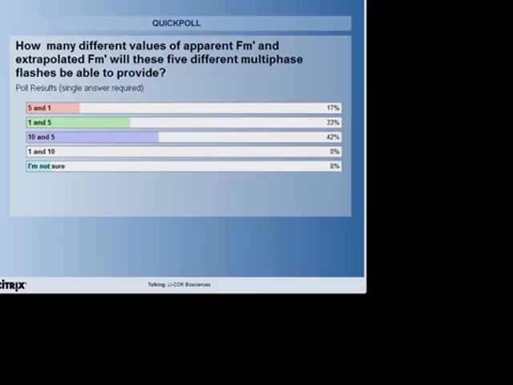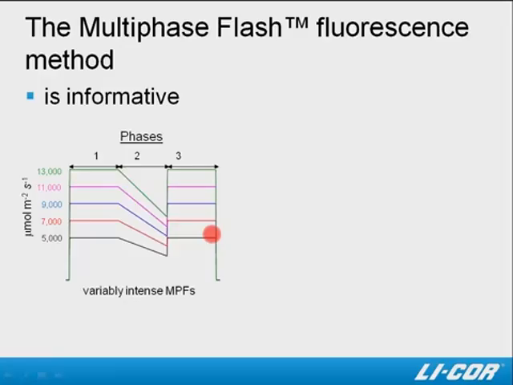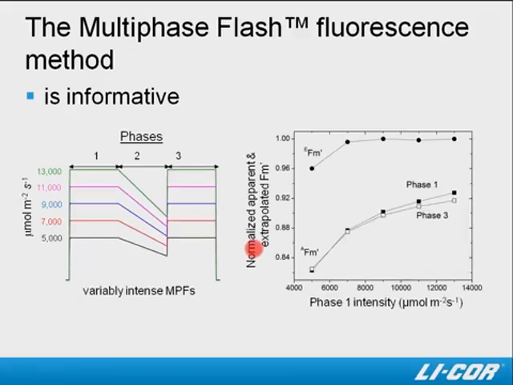What I'm showing here are the values of apparent FM prime during phases 1 and 3 of these multiphase flashes, plotted as a function of the increasing phase 1 intensity. Also shown are the extrapolated values of FM prime associated with each one of these multiphase flashes. The other thing I want you to be aware of is that I've normalized the entire data set to the extrapolated value obtained at 13,000 micromoles per meter squared per second.